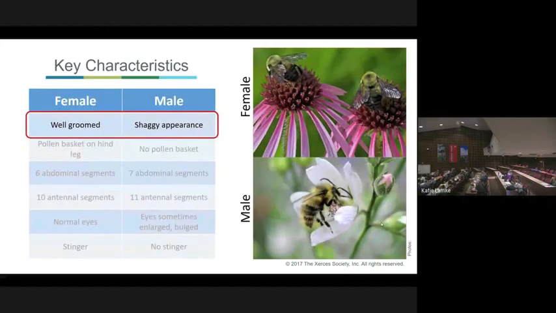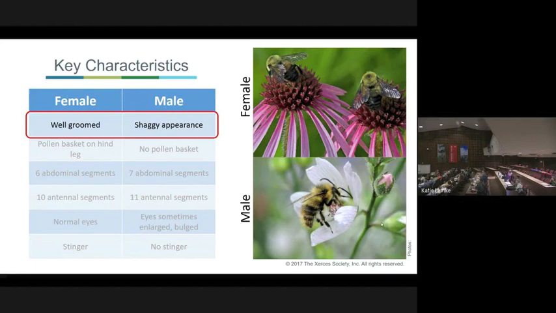So now we're going to go between male and female bees, right? And it's true. It's true. We've got shaggy males here. So females, they just generally have a more well-groomed appearance to them when you look at them relatively, right? You can see that this one just looks a little bit shaggier. And it's not always the case, but many times the male bees have long, uneven hairs.